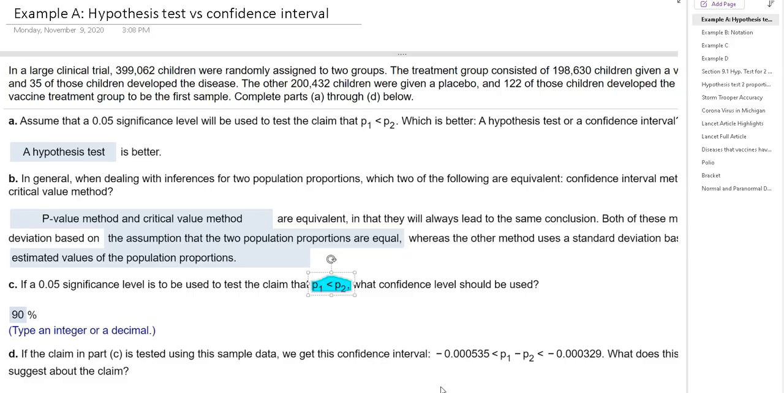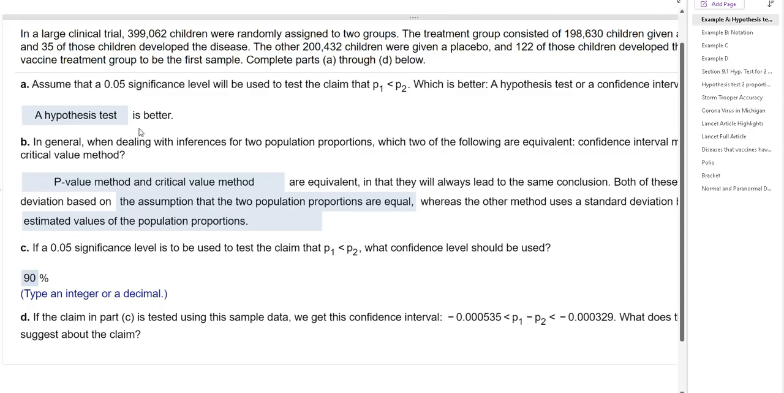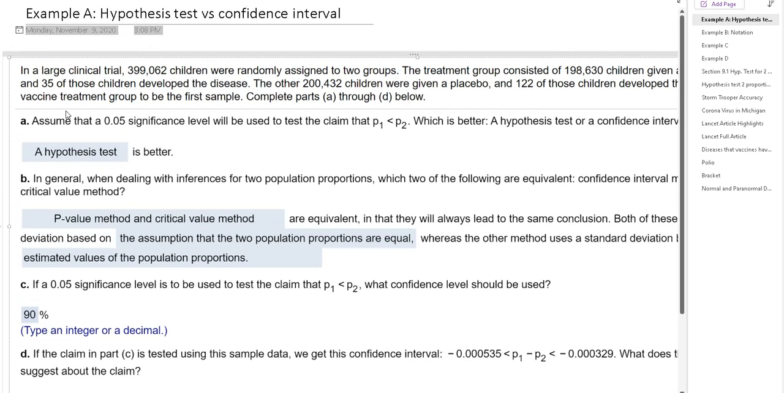Now, a lot of times we can also do a confidence interval in association with our hypothesis test, and occasionally your confidence interval and your hypothesis test tell you different things. If they do, then side with the hypothesis test. Hopefully they say the same thing. If you have to make a choice, go with the hypothesis test.